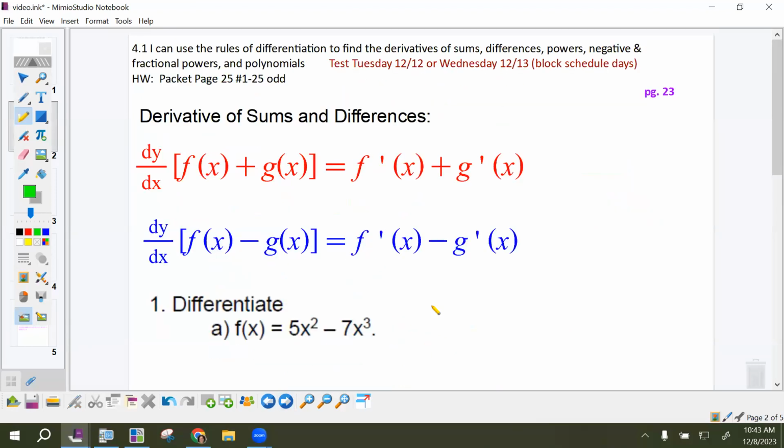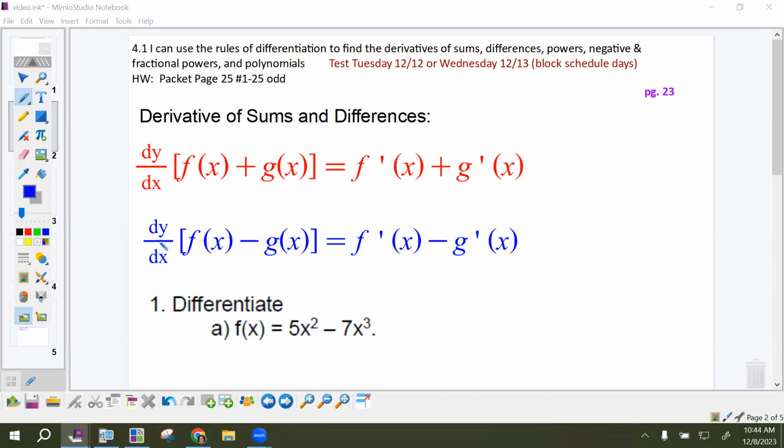All right. So continuing on page 23, we now have the derivative of sums and differences. And we just used these rules on the warm-up. We have to officially state them because there is no such rule like these for multiplication and division. For products and quotients, we're going to get special rules in our next unit. The derivative of f of x plus g of x is the derivative of f plus the derivative of g. Or subtraction, it works the same way.